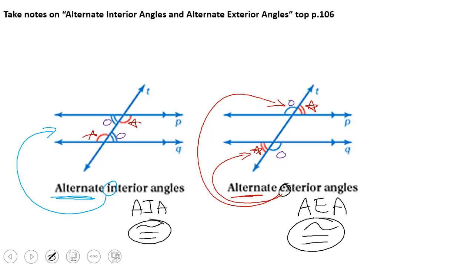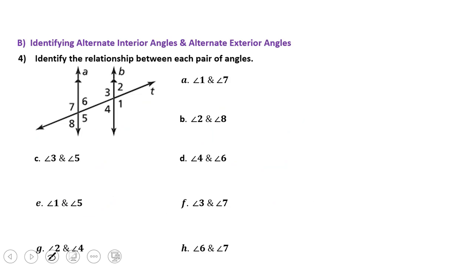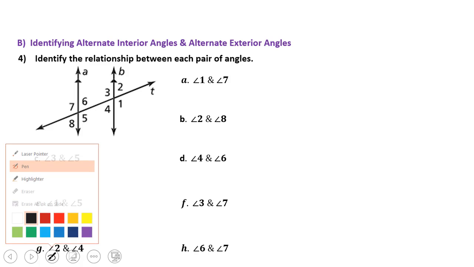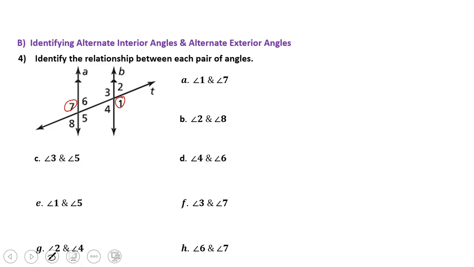So let's practice identifying some of these angle relationships that we've learned so far today. Example 4, identifying the relationship between each pair of angles. So we're going to go kind of quickly here. We have angles 1 and 7, and I'm going to start out right here, 1 and 7. So if I highlight it, that's great. Notice I have A is parallel to B, cut by transversal T. A lot of things depend on the transversal, so I'm going to highlight my transversal.